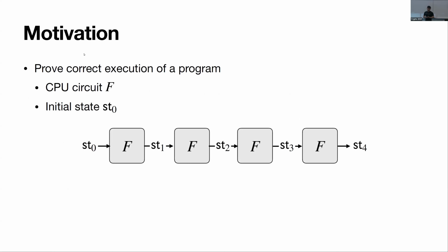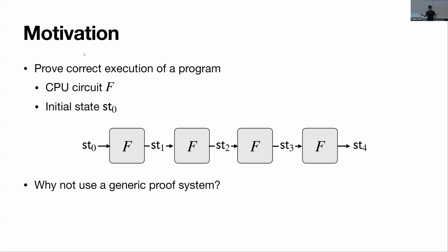I want to start by motivating the problem we're trying to solve. Let's say I want to prove the execution of some program. The way I'm going to represent this computation is a CPU circuit, which I call F, and some state. There's some initial state, state 0, and I can model the execution of this program as repeatedly applying this function F to the state. In full generality, we can also consider a non-deterministic function, but for simplicity, let's just assume that F is deterministic.